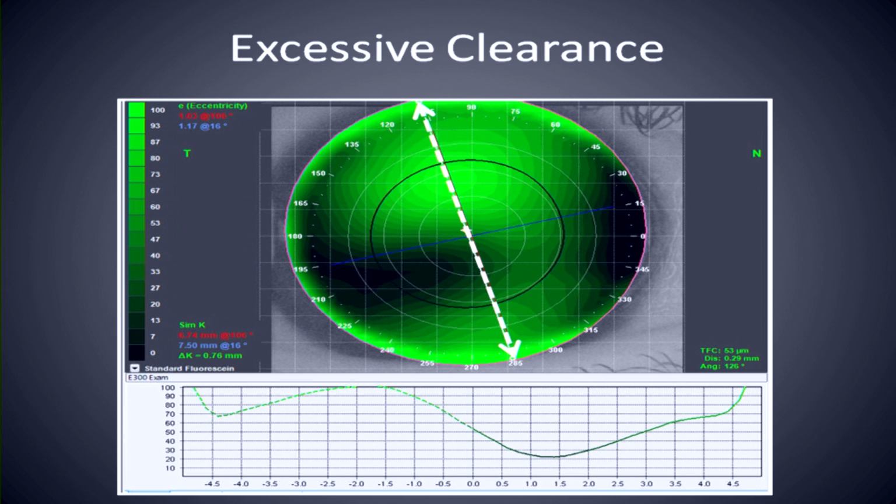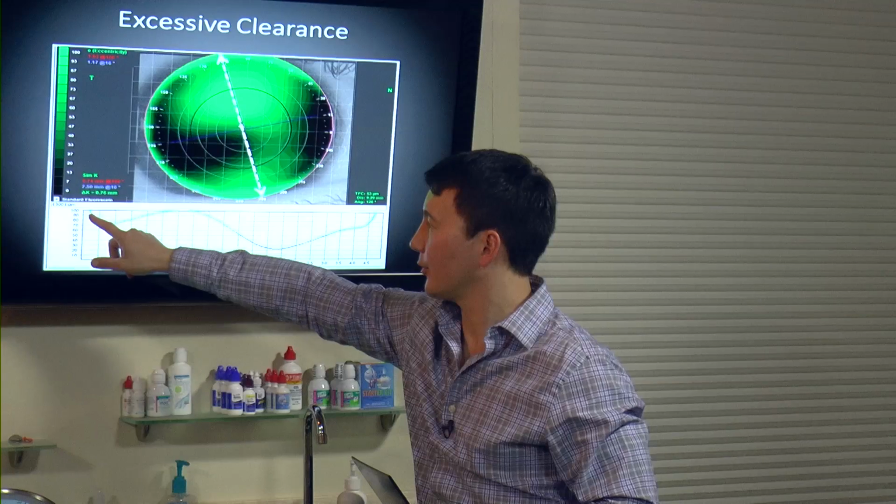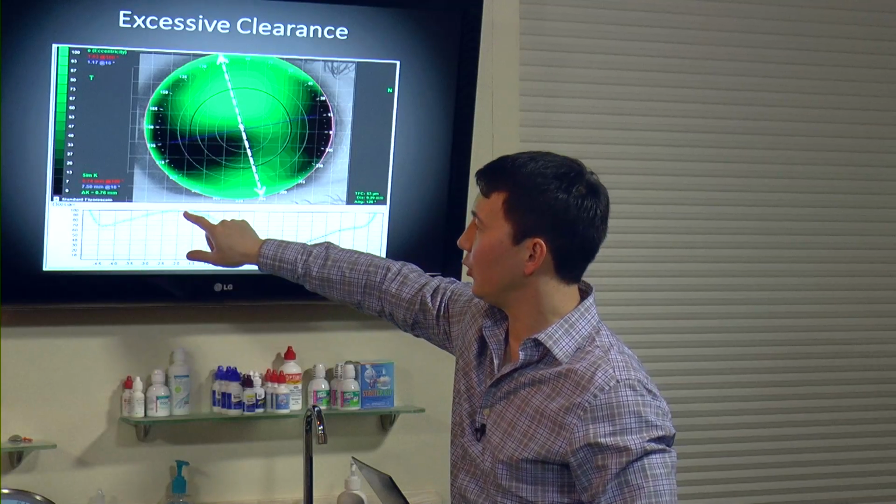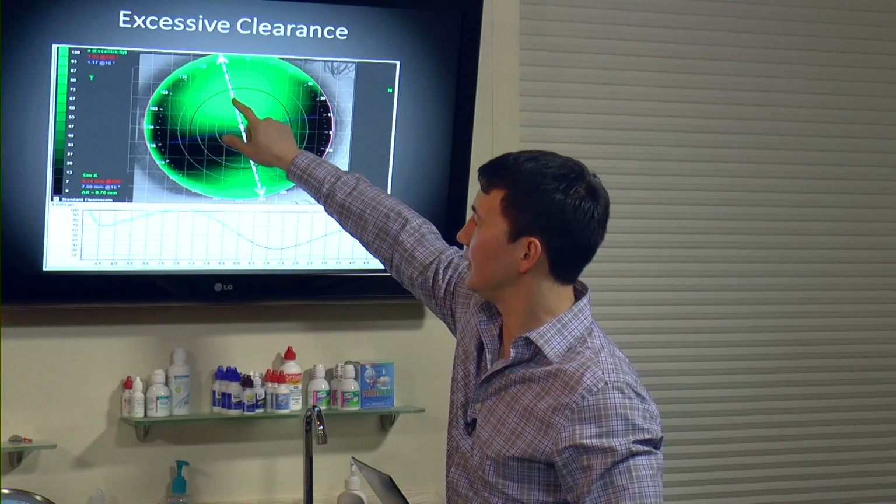Now, if 20 microns is your minimum threshold to pick up fluorescein, what's the upper limit? And in this case, if we took this keratoconic patient and run the axis line through the vertical, that's 12 o'clock right here, and then we seem to be over 100 microns right in here.